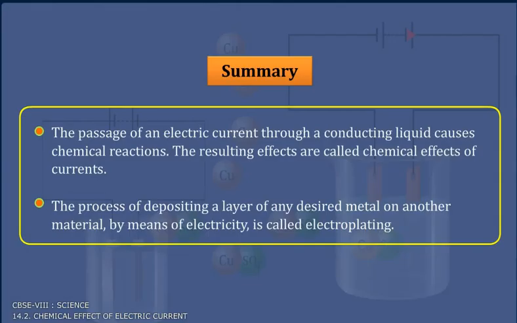Summary: the passage of an electric current through a conducting liquid causes chemical reactions. The resulting effects are called chemical effects of current. The process of depositing a layer of any desired metal on another metal by means of electricity is called electroplating.